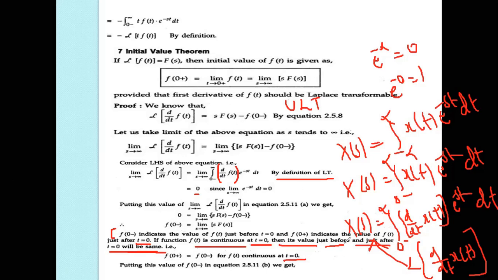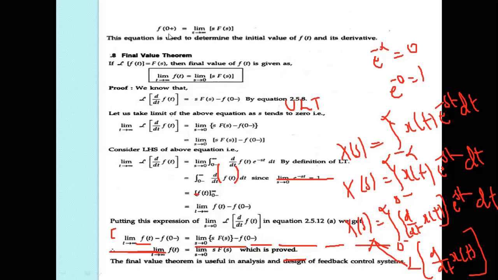Now replace f of 0 minus with f of 0 plus: f of 0 plus is equal to limit s tends to infinity s into F of s. This equation is used to determine the initial value of f of t and its derivative. Got it, my students? It's very important.